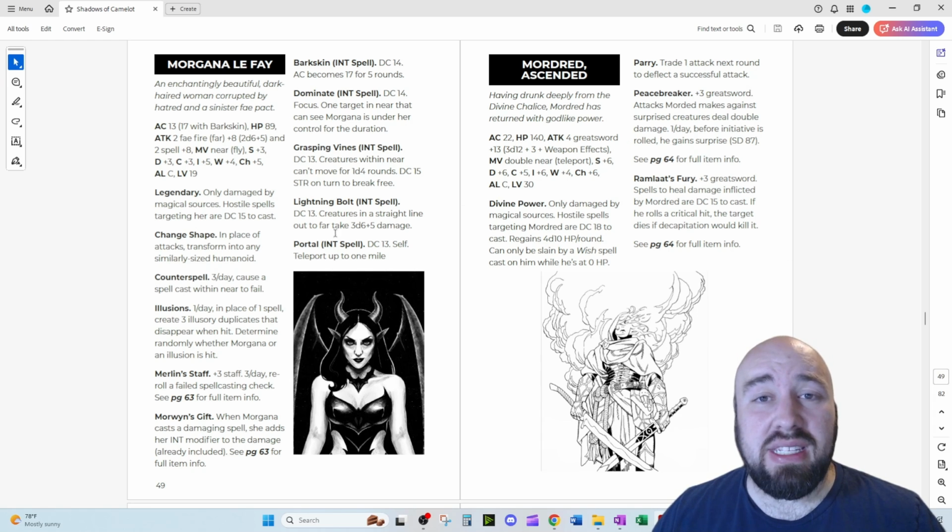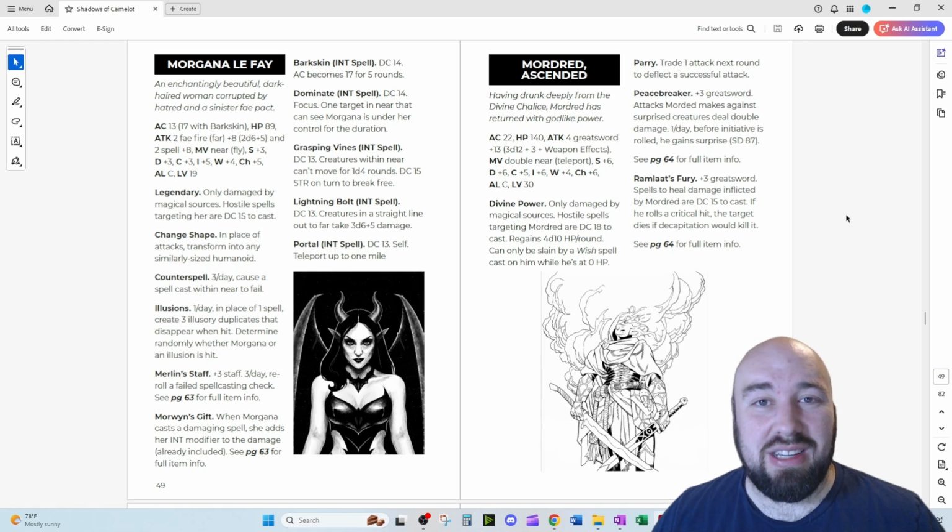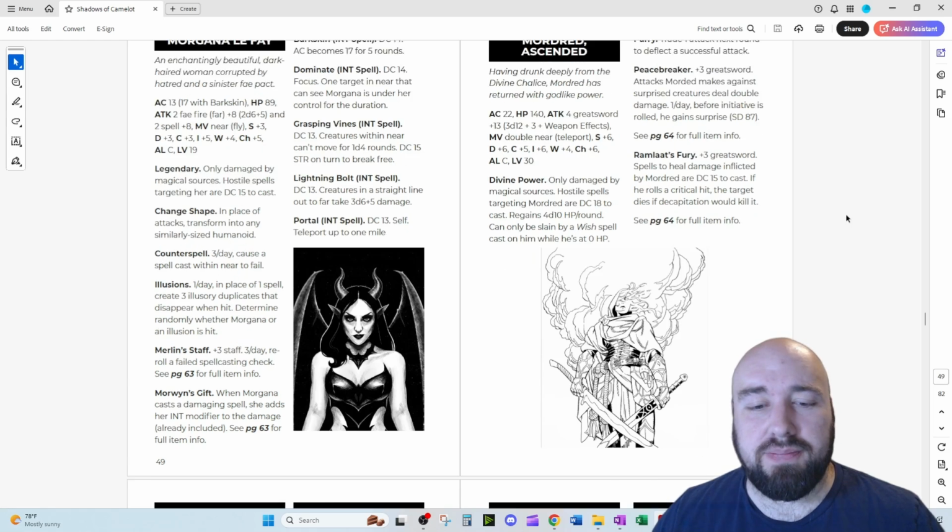But yeah, both of these are very much meant to be in-game bosses for Shadows of Camelot along with Arthur. And they will prove to be very powerful foes. So your players may have to be a little bit creative in terms of how they choose to deal with these potential enemies, or maybe allies, depending on how they decide to play it.